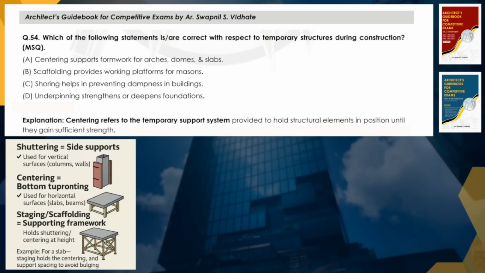Now, what is meant by centering? Centering refers to the temporary support system provided to hold the structural elements in position until they gain sufficient strength. Generally this terminology is related to the support provided to horizontal surfaces, for example slabs, beams, domes, arches, etc. If the supports are provided to vertical members like columns or walls, it is called shuttering, which you can see on the screen. Similarly, scaffolding provides the working platform for masons in under-construction buildings, right? So option B is also the correct one. Option A is also the correct one.